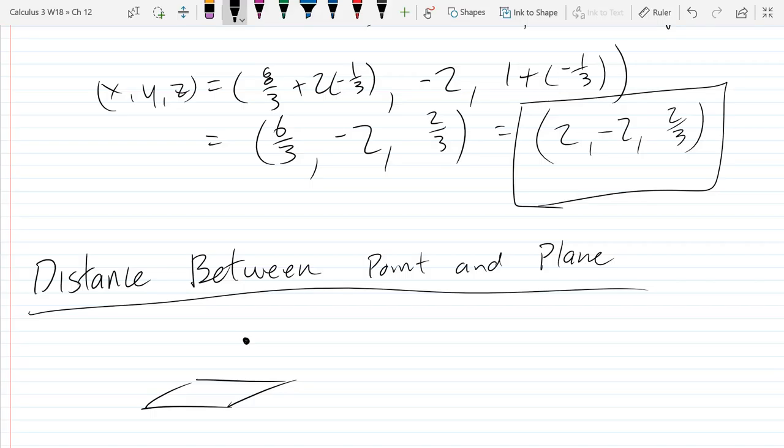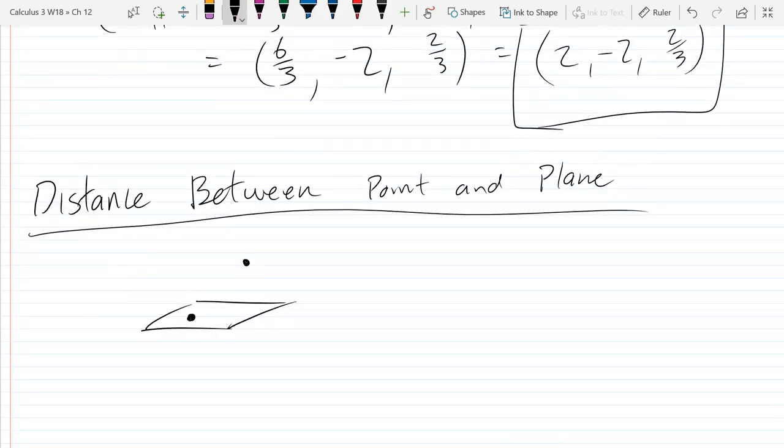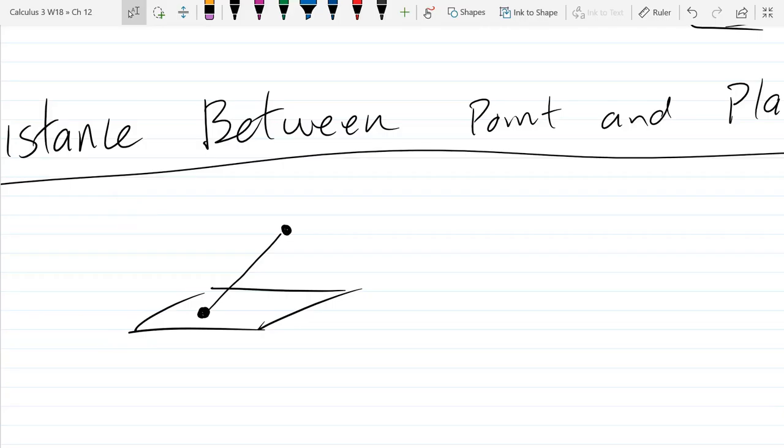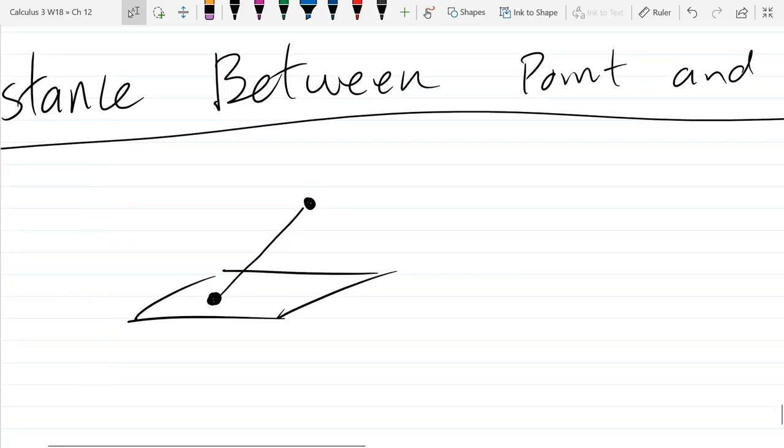There's a really good chance that the point you picked is not directly below the point that's not on your plane. You just picked essentially a random point on your plane, so very likely this distance will not be the minimum distance. We're assuming we did not pick the perfect point that's the minimum distance away. How in the world do I figure out the actual distance? The distance I want will be the straight line distance right here.